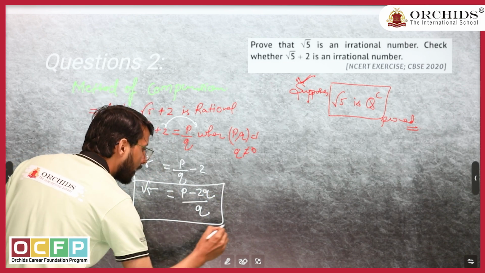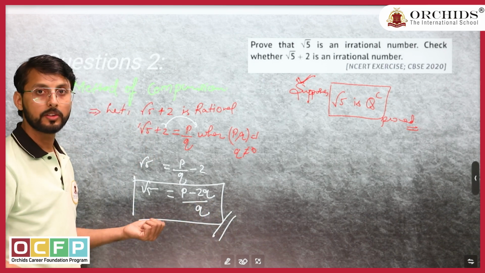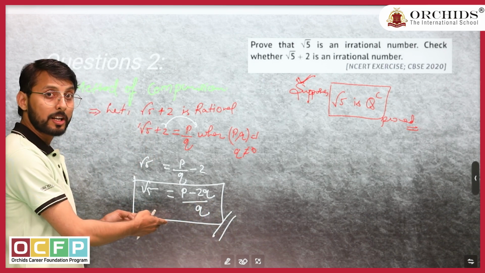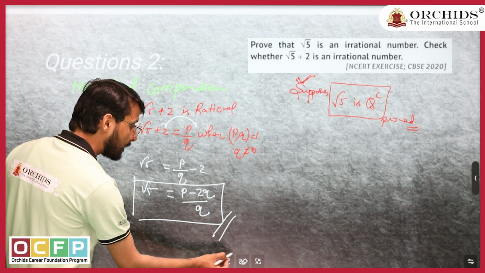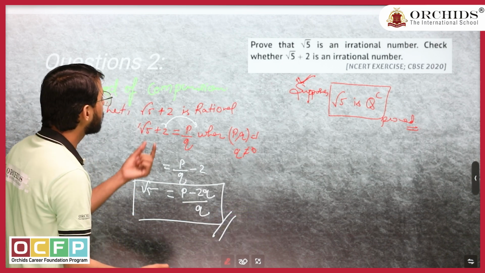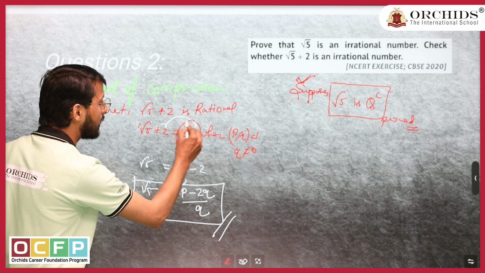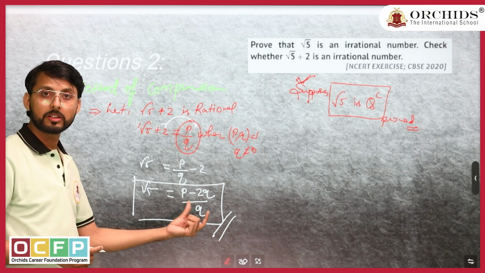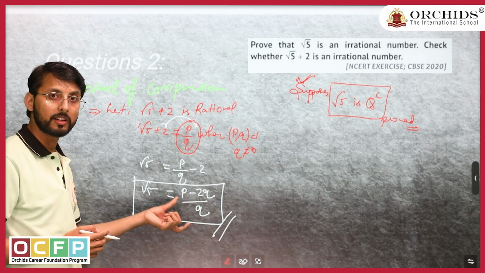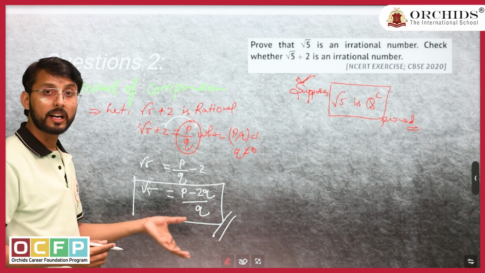And here only we have completed this part. How is it done? Now so many things are remaining. Can we say that root 5 and p minus 2q? Since p and q are already rational numbers which we have assumed in the second line, the addition of rationals results in a rational. Subtraction of rationals will result in a rational. Division of rationals will result in rationals only.